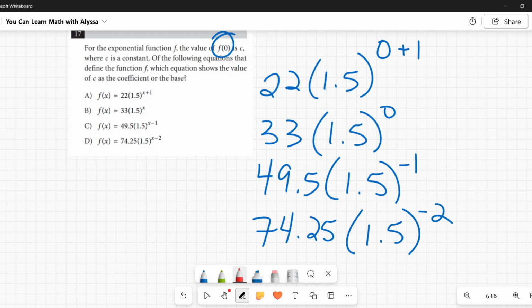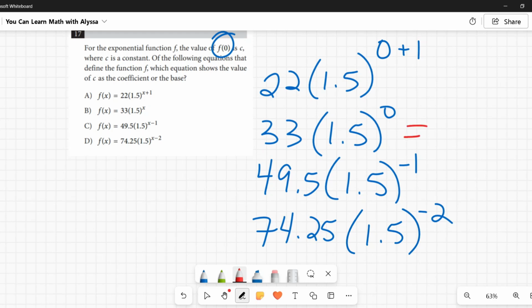So what is that constant? You don't actually have to use your calculator. You might think, what are you talking about? 74.25 times 1.5 to the power of negative 2? Oh, I'm using my calculator. And if it was just this one, I would totally agree with you. But we've got this one right here. Anything besides 0 to the power of 0 is going to be 1. So since it's 1.5 to the power of 0, that's just 1.